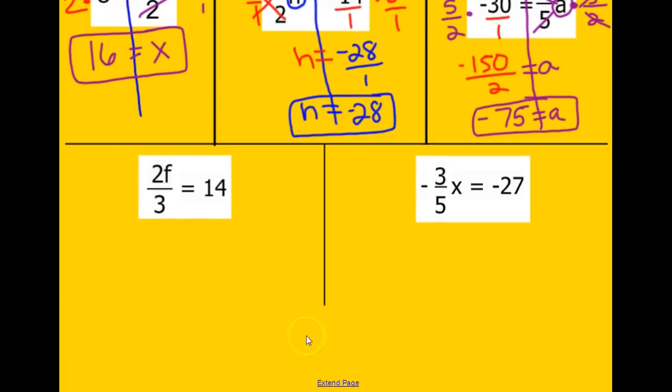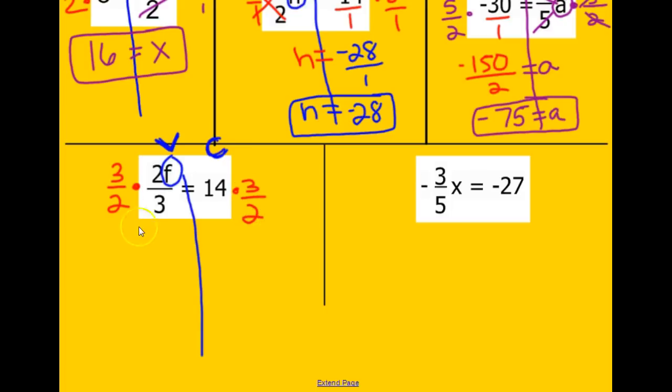Last two on this page. We're getting good at those fractions. Circle our variable. We want the variable on the left and the constant on the right. So to get rid of our fraction, just like we've been doing, we're multiplying by the reciprocal, 3 over 2 times 3 over 2.